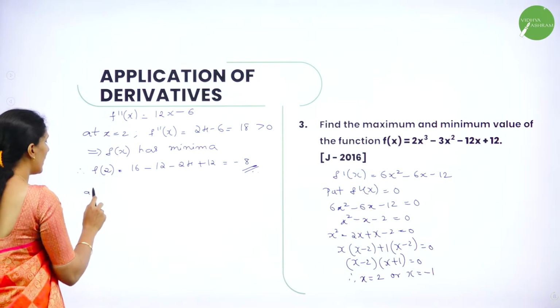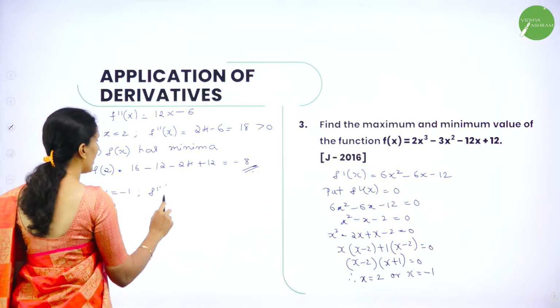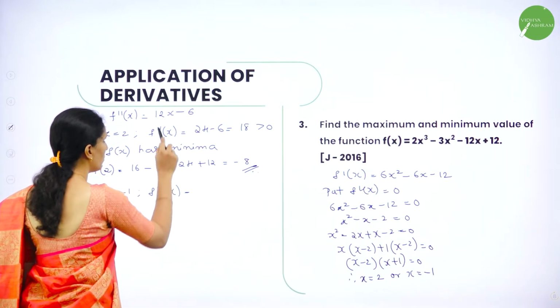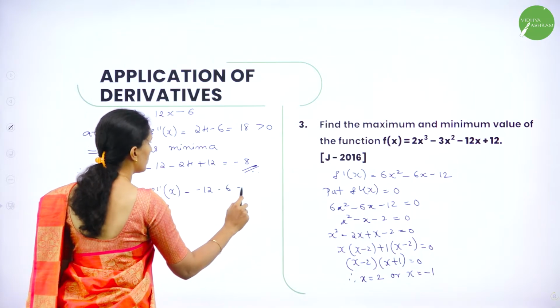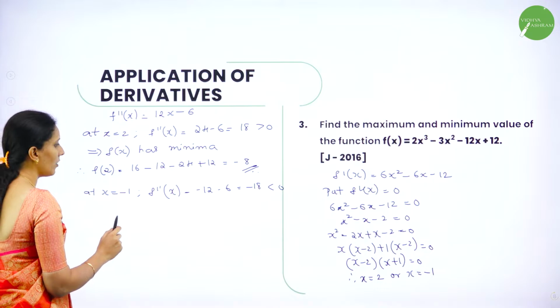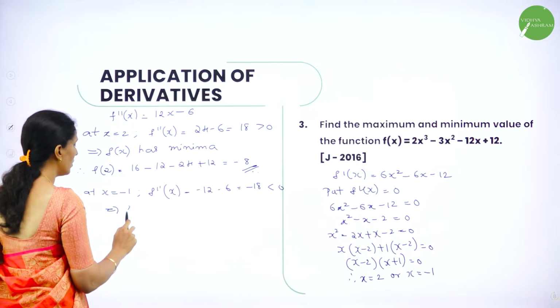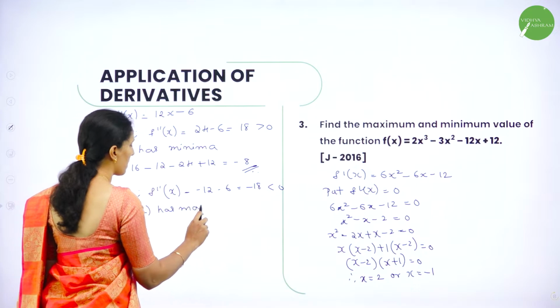Now let's see, at x is equal to minus 1. What happens? f double dash of x is equal to 12 into minus 1. So we will get minus 12 minus 6, which is equal to minus 18, which is less than 0. If the second order derivative is less than 0, that means f of x has maxima.